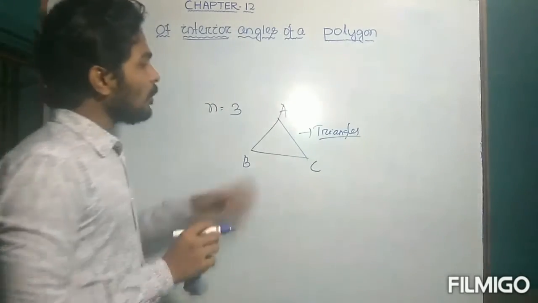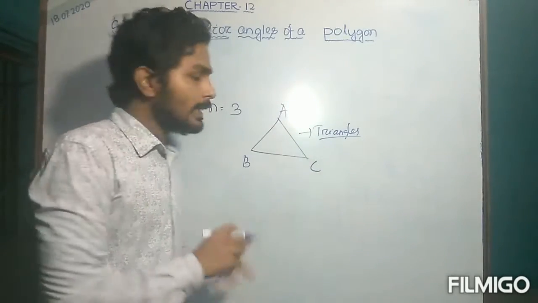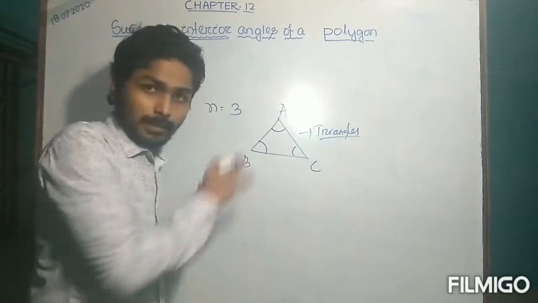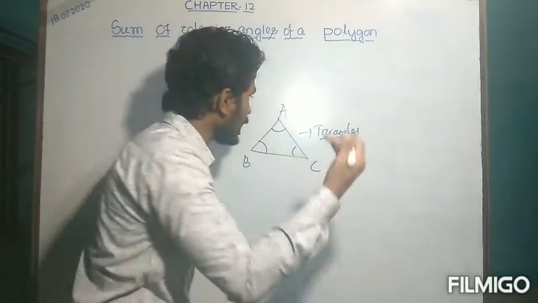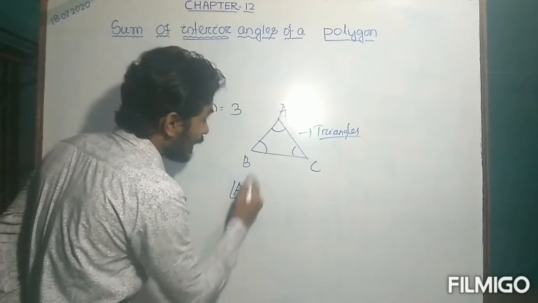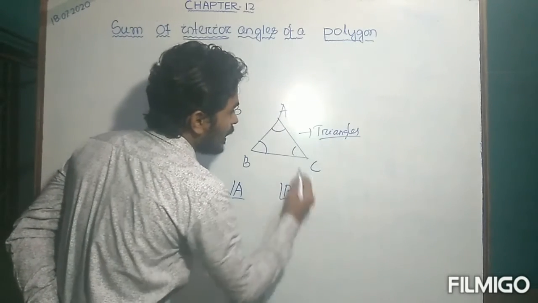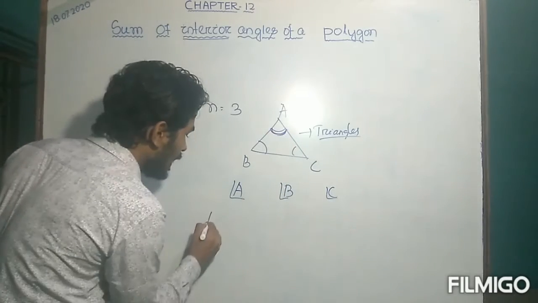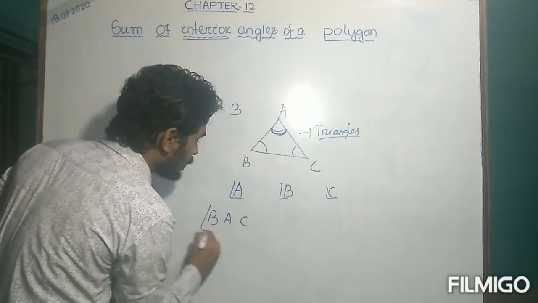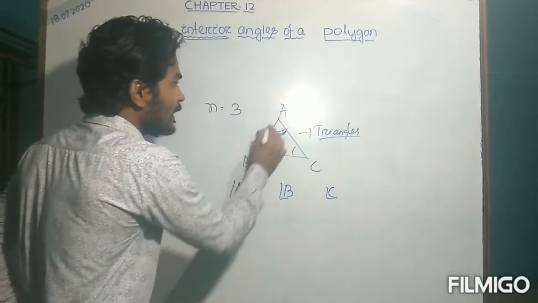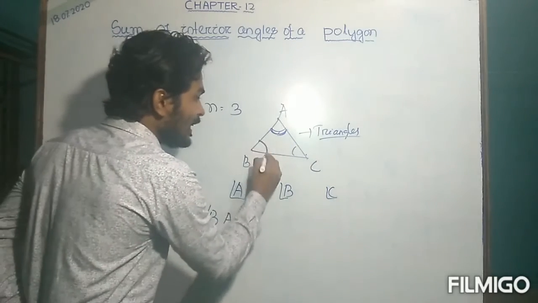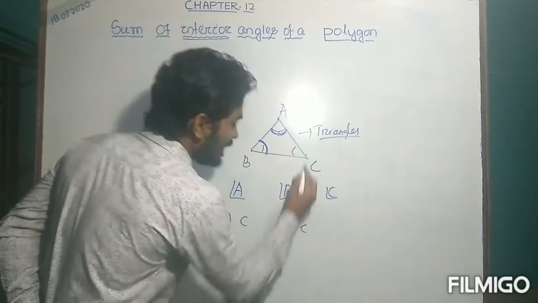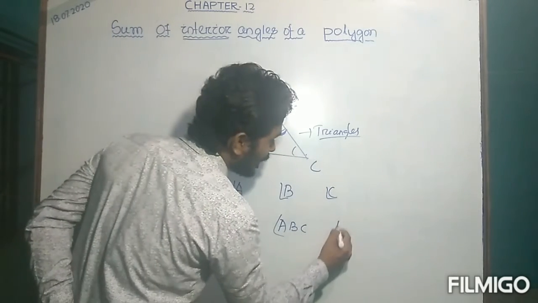Then tell me how many interior angles it has. It has 3 interior angles, that is A, B and C. These are the internal, or you can say interior angles. This angle A is also written as BAC. This angle B is also written as ABC, and this angle C can be written as BCA.